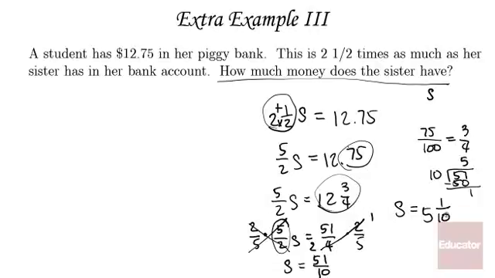Now remember that the word problem is asking you for how much money the sister has. So let's change 5 and 1/10 into a dollar amount. So the sister has $5, and 1/10 of a dollar is 10 cents. The sister has $5.10. Let's go back to our word problem. The student should have 2.5 times as much as the sister. If the sister has $5.10, the student does indeed have 2.5 times more.